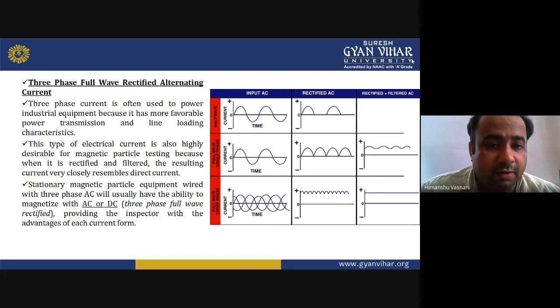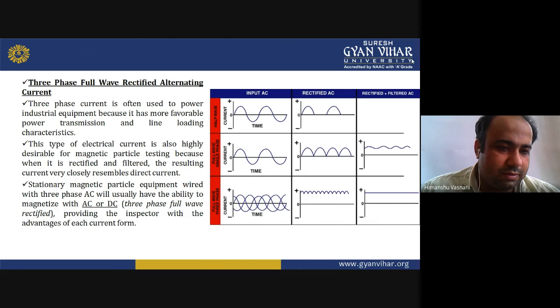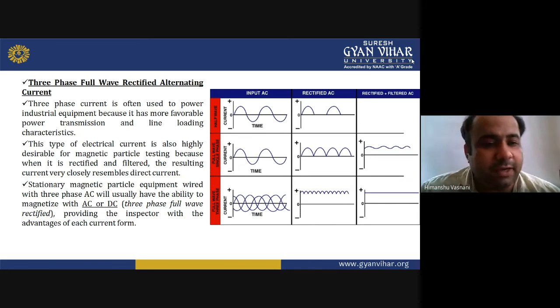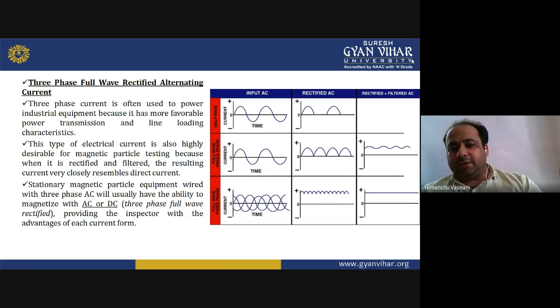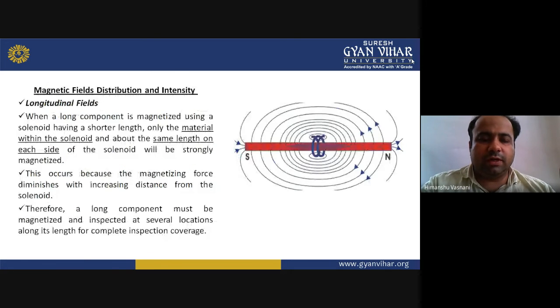The stationary magnetic particle equipment wired with three-phase alternating current will usually have the ability to magnetize with alternating current or direct current, that is three-phase full wave rectified, providing the inspector with the advantage of each current form. Now we go to the MCQs.